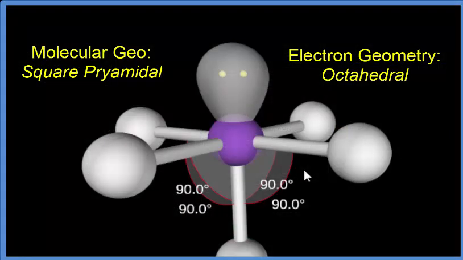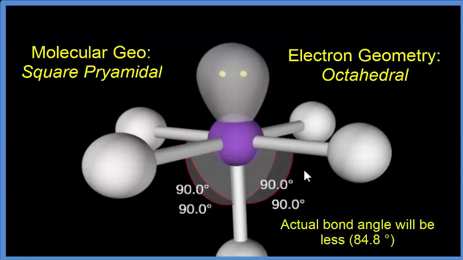For an ideal square pyramidal molecule, we would expect these bond angles here to be 90 degrees. These fluorine atoms are very electronegative, so they're going to push against this lone pair here. They're going to be pushed down some, and this will be less than 90, probably around 85, something like that.